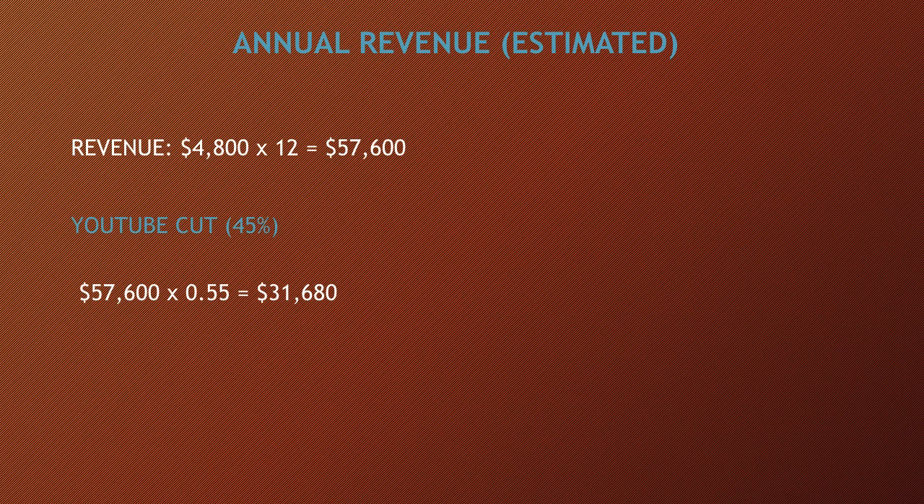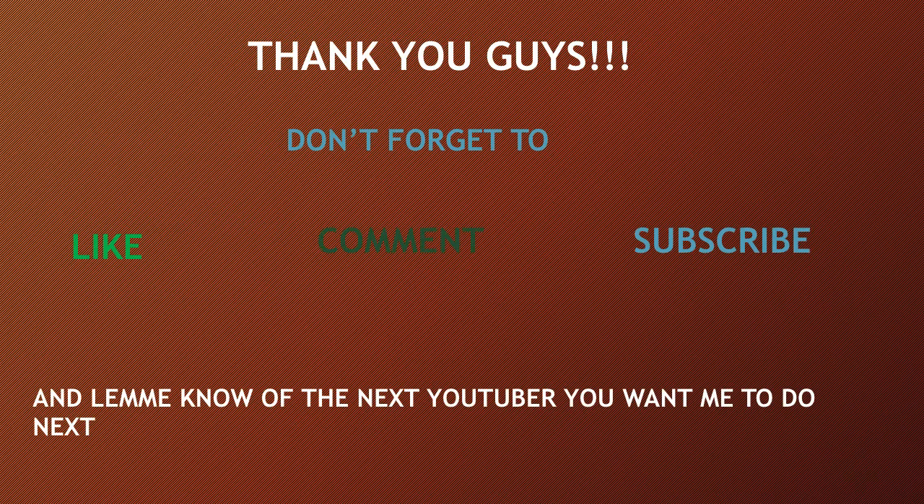Annual revenue, this is going to be an estimate. So the revenue is $4,800 multiplied by 12, and you get $57,600. Now, of course, with this, YouTube gets a cut of the revenue. YouTube gets 45%, and this channel gets 55%. So you have to do $57,600 multiplied by 0.55, and you get $31,680.